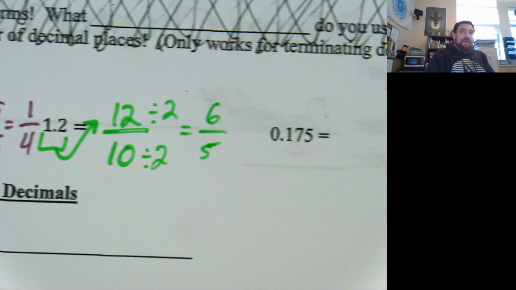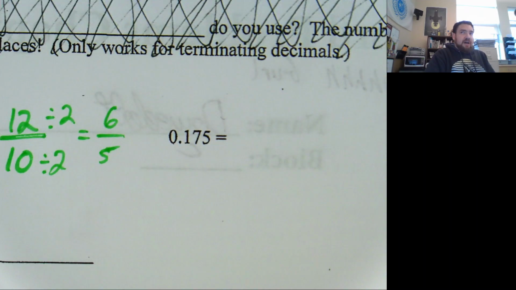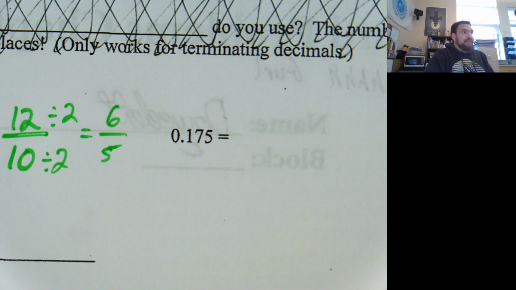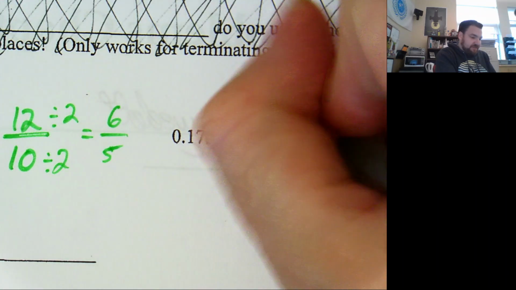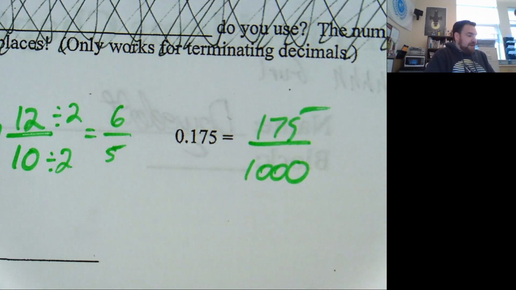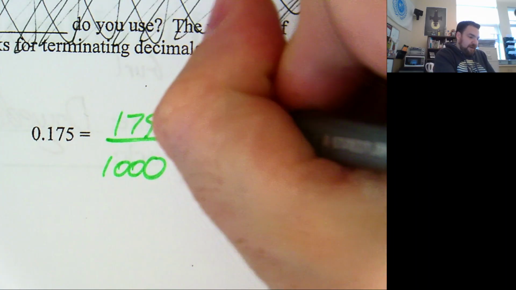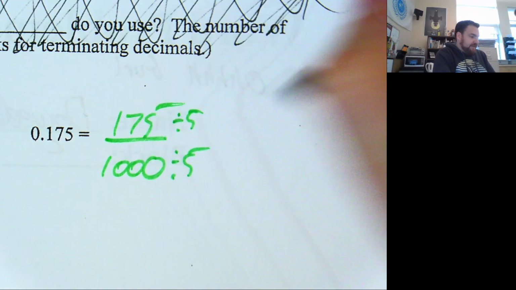Things get uglier when we have more than 2 decimal places. What is the last decimal place there? That is the thousandths. So we have 175 over 1,000. Numbers that end in 0 and 5 are both divisible by 5. So here we go. Buckle up. This is going to be nice and fun.